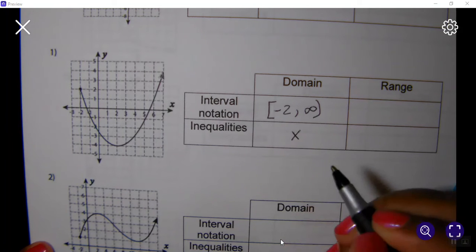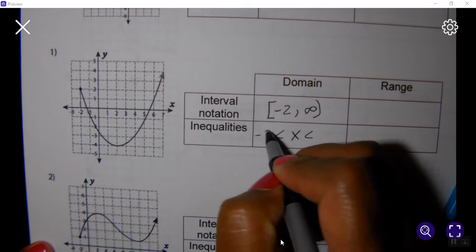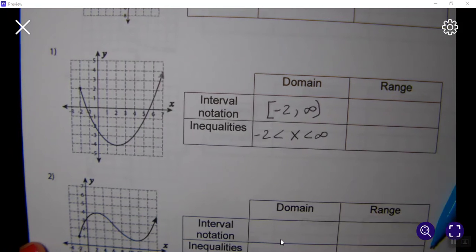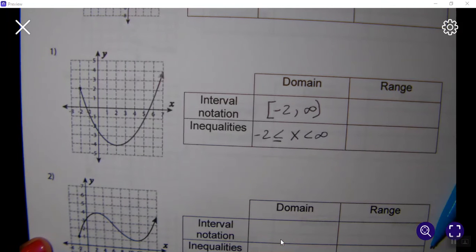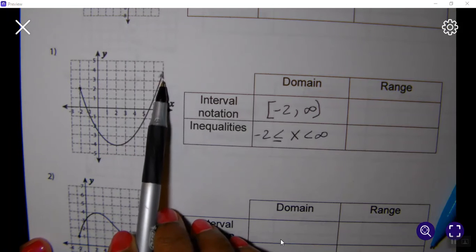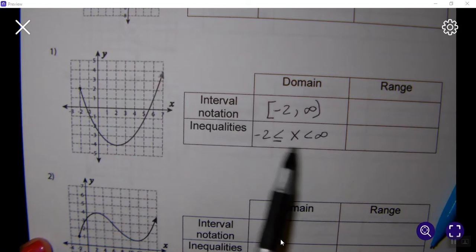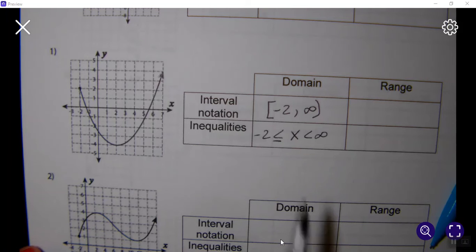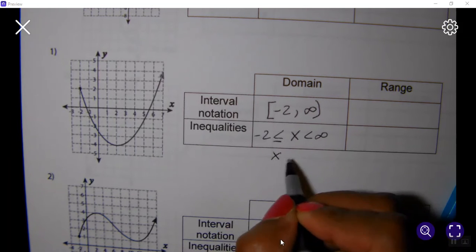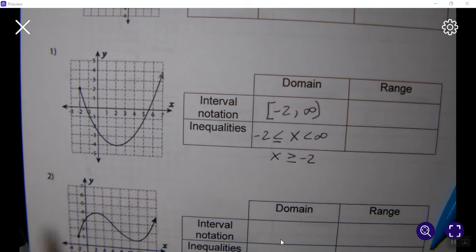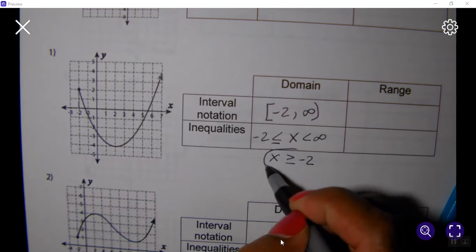Using inequalities, since I'm talking about the domain, I put x, from -2 to infinity, and this is closed and this is open. Now, if you only see one arrow, which means that x is between -2 and infinity, there's another, better way that we write it. We say x is greater or equal to -2. So everything greater or equal to -2. This would be the right way to write it.